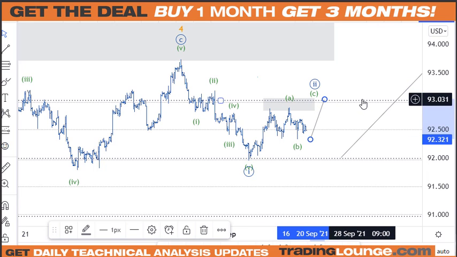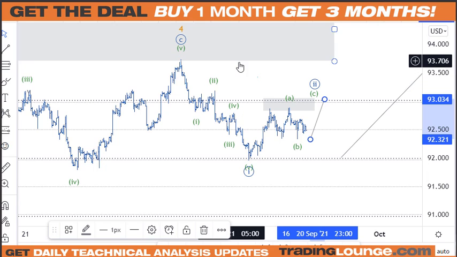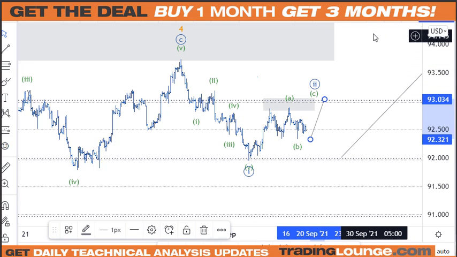But as I mentioned, if we get support on 93, a classic trading levels pattern here, then we're going to be taking out that high and we'll need to count 5 waves up here further.